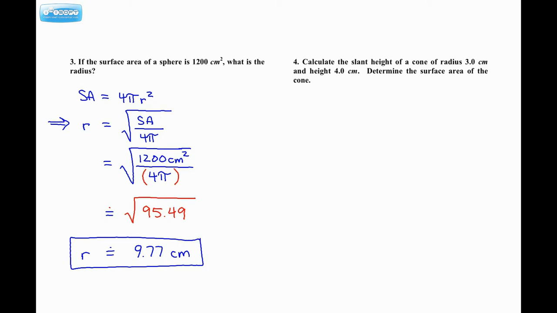Okay. Number 4 says calculate the slant height of a cone of radius 3 centimeters and height 4 centimeters. And then it says determine the surface area of the cone. So actually number 4 has 2 questions. So before we do anything, let's draw a picture. I'm going to draw a cone. It's pretty ugly. That's really ugly, actually. And the radius is 3, so that's that distance. That is 3 centimeters. And we're told the height is 4 centimeters.